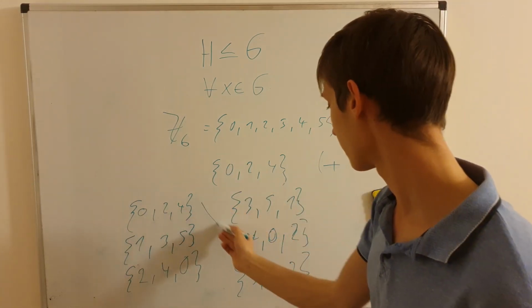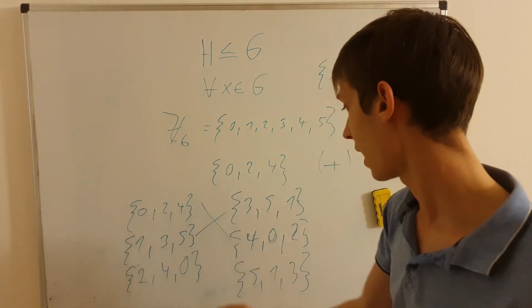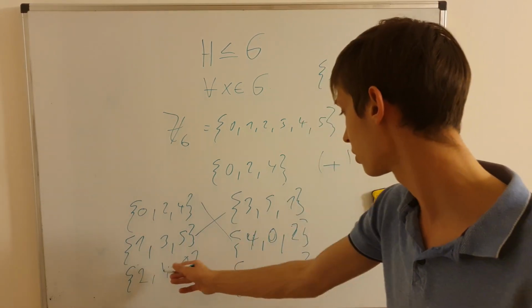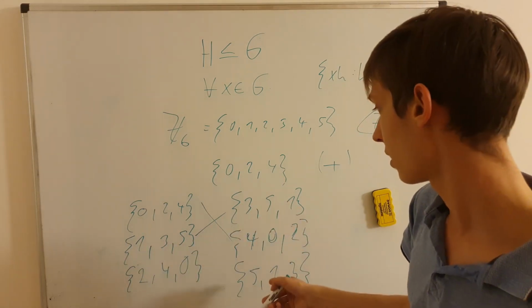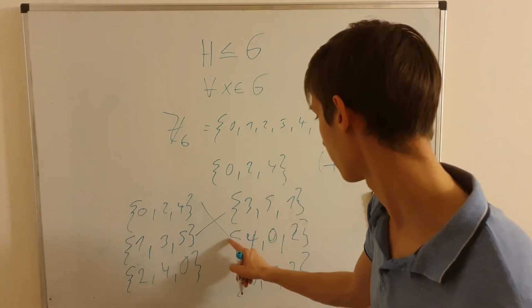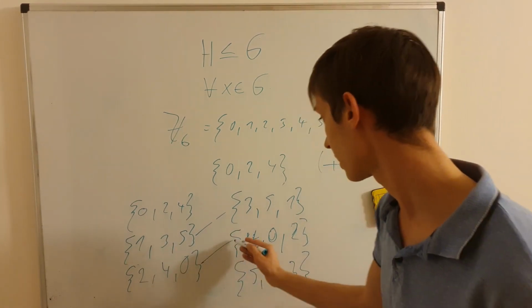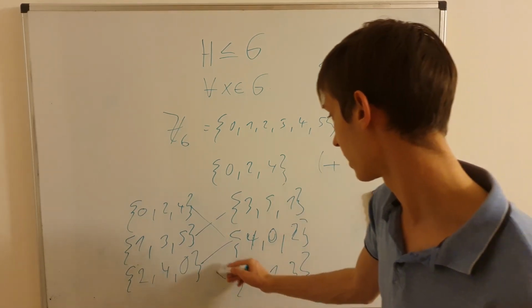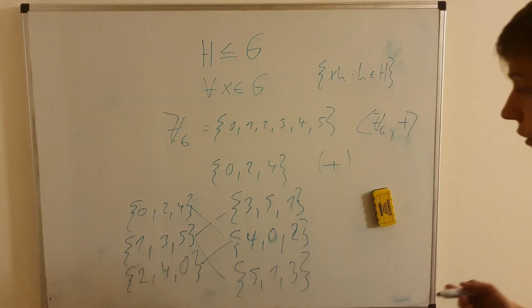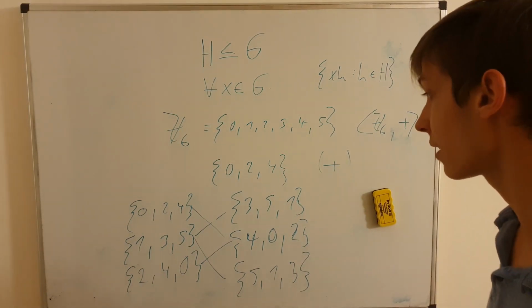So basically this one is the same as this one. 1, 3, 5 is the same as 3, 5, 1, and then 4, 2, 0 is the same as 2, 0, 4, and 5, 1, 3 is the same as 1, 3, 5. Actually, this one is repeated, this one is repeated, and this one is. So we only have 2 different ones. We actually have only 2 different ones. That's how it ends up in the end.